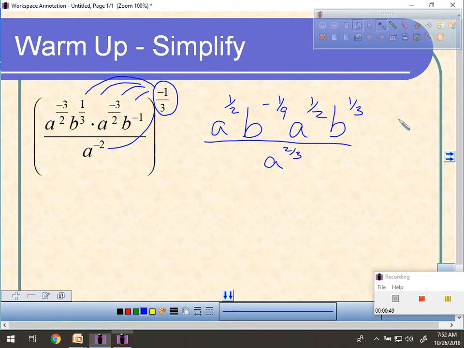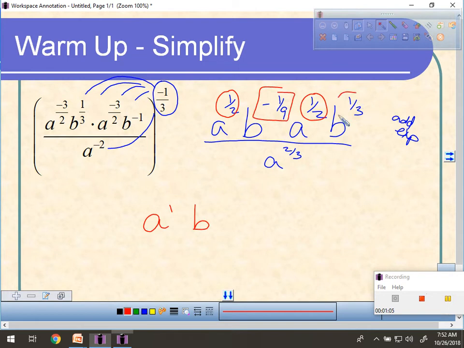Now I'm going to add my exponents. So let me circle. I'm going to change colors to red. So I'm going to have 1/2 plus 1/2. That's going to give me a to the first. And then I'm going to have negative 1/9 plus 1/3. That's going to give me a positive 2/9, hopefully, is what your calculator gives you.